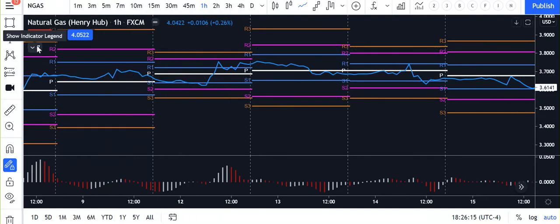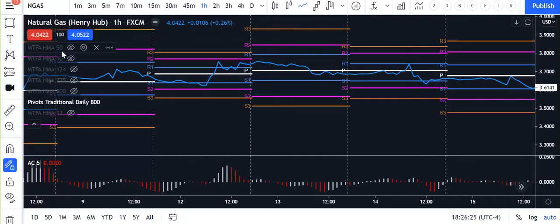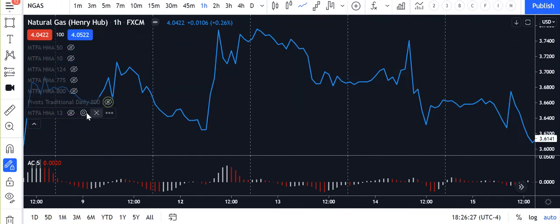Again, I'm always on the 1 hour, so that doesn't change. The same way you mark up the box with the forex pairs on the 1 hour, you're going to do the same thing with the U.S. oil and the gas. So I'm going to take off the pivots just so we can see, and then I'll put it back on.